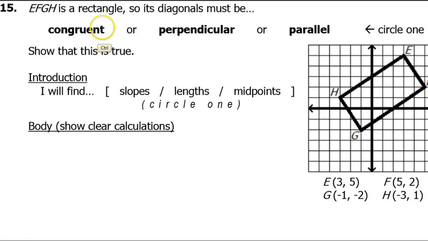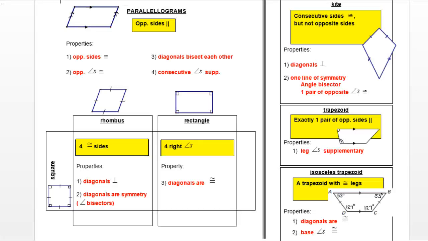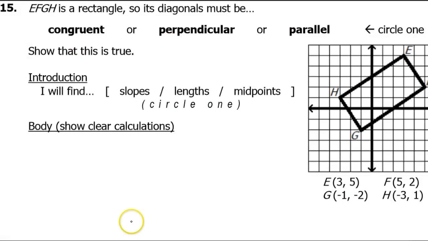Okay, so now we know that EFGH is a rectangle, so its diagonals must be what? So again, it's all about this chart. Okay, let me flip away from it for a second. You should know off the top of your head what the special property is for a rectangle. Okay, specifically, what about those diagonals? Are they congruent? Are they perpendicular? Are they parallel? Or what?